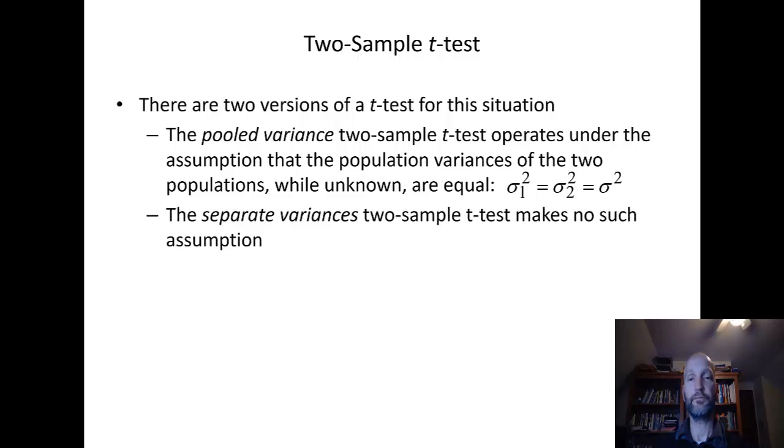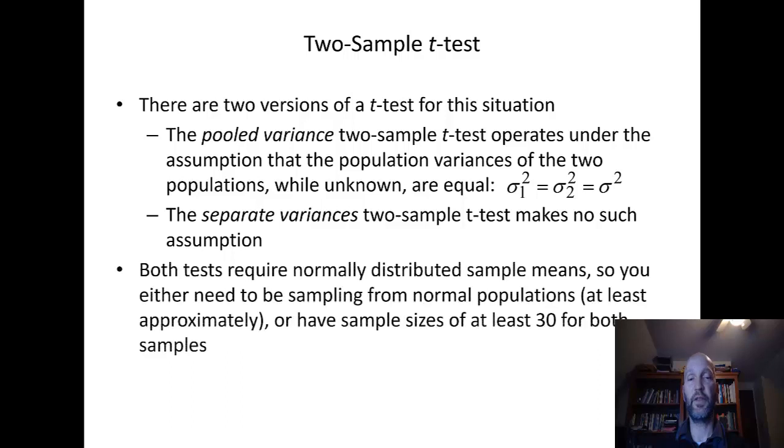The second variation of this test is called the separate variances t-test, and it doesn't make that assumption. It doesn't matter which one we're using, we still need x1 bar and x2 bar to be normally distributed. And we know how that can happen. Either we have large sample sizes, at least 30 for both samples, or the populations we're sampling from are both normal.